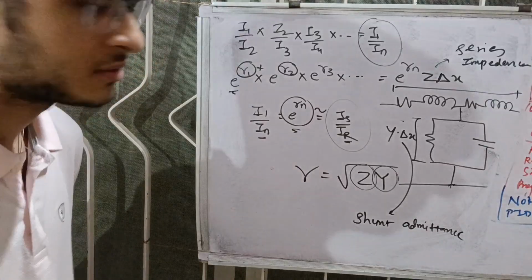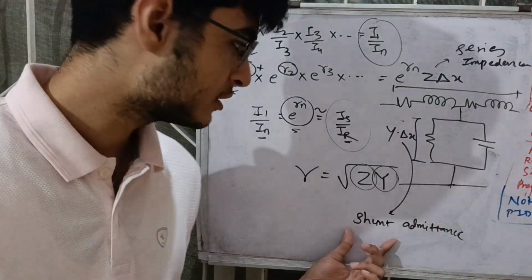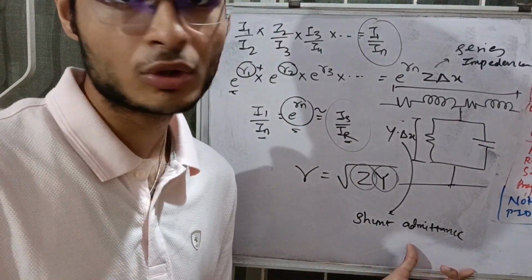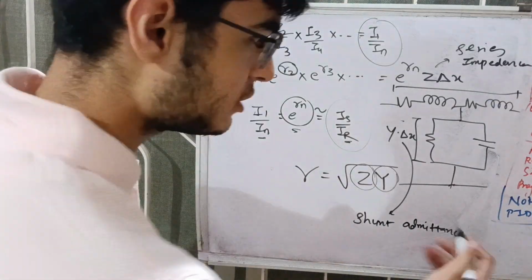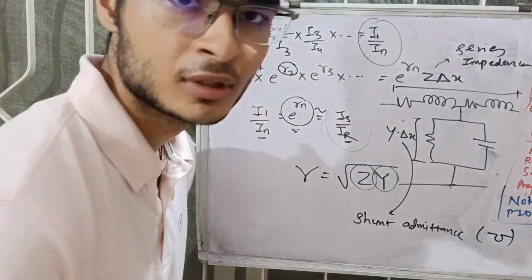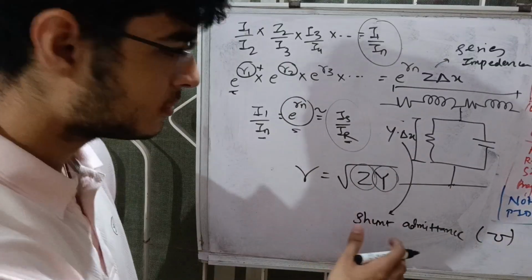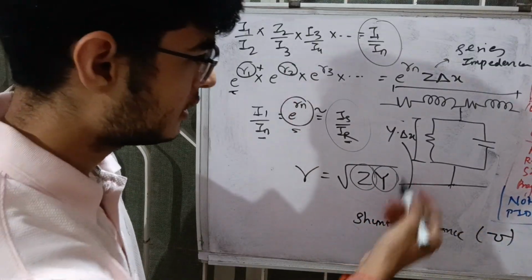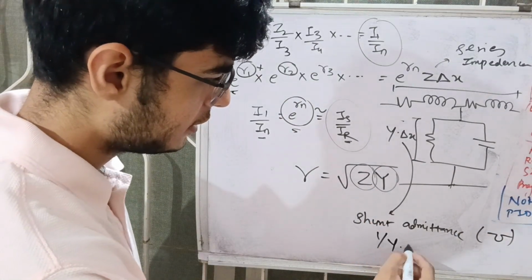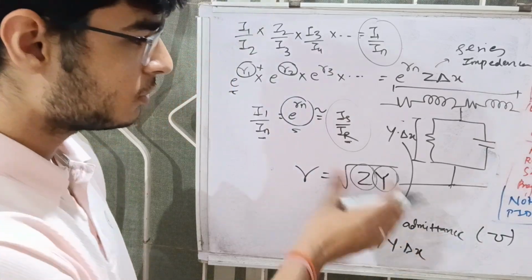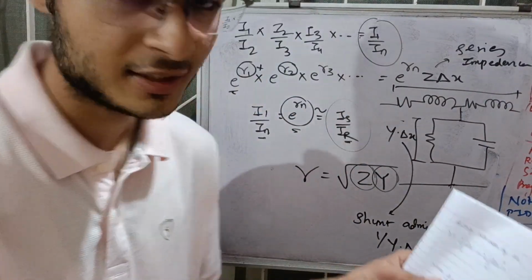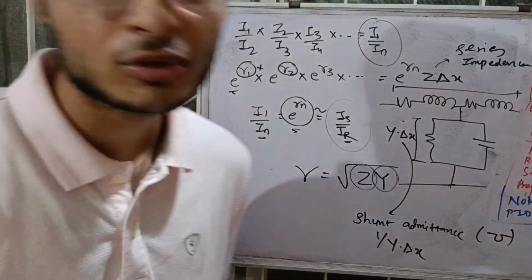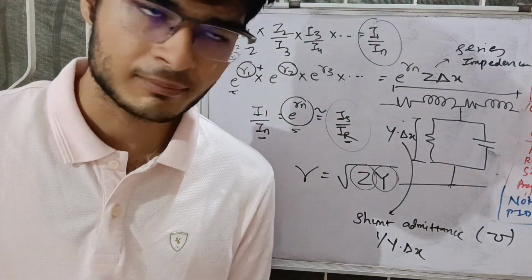What do you mean by this? Shunt actually means parallel, and admittance you already know. Inverse of impedance is admittance. So it has the units of mho. So to convert this into ohms, I need to write it as 1 by y into delta x. And you substitute in here and all that stuff, and then you eventually get this value as I said in these equations. So if you want me to solve them, I can solve them.